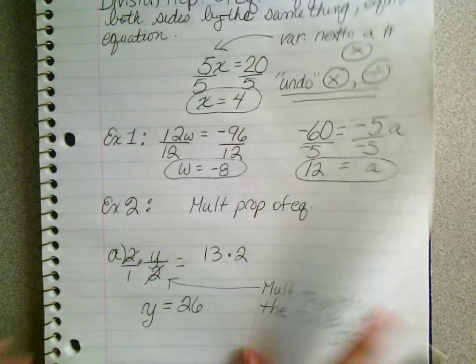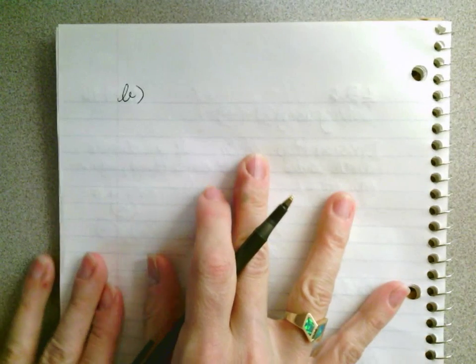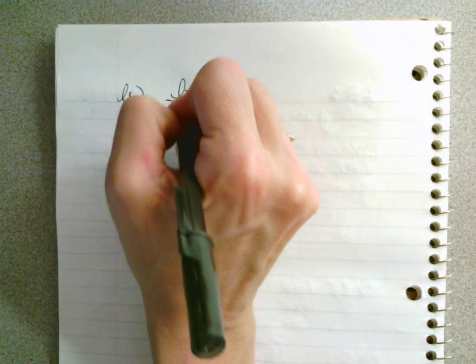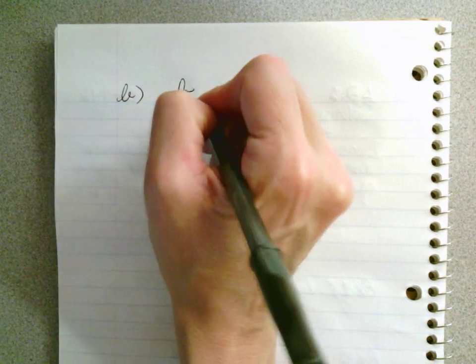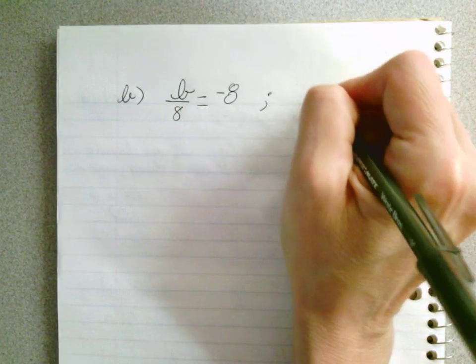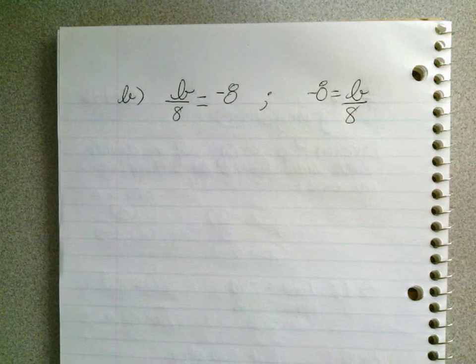Don't let numbers that are big or numbers that look weird scare you, like this one I'm about to share with you. Still do the same stuff. Some number divided by 8 equals -8. By the way, I can also write it -8 equals b divided by 8. That doesn't change how I'm going to solve this. Some number cut into 8 equal groups gives me -8 in each equal group.